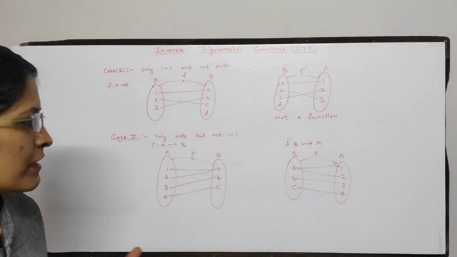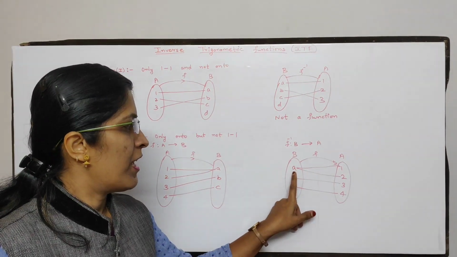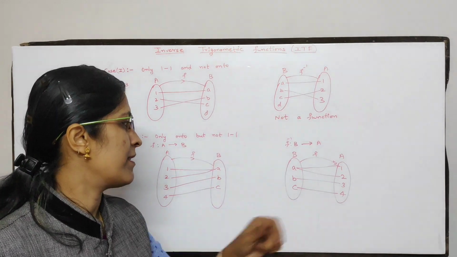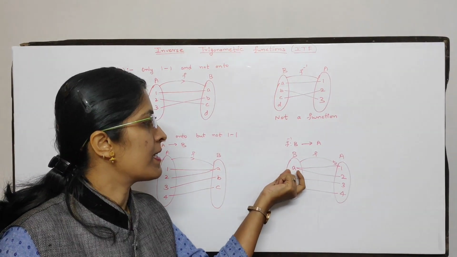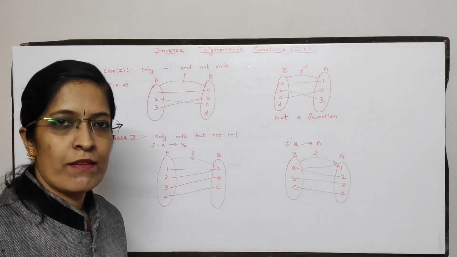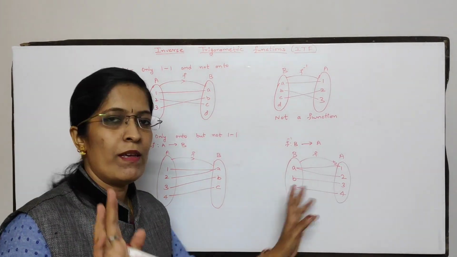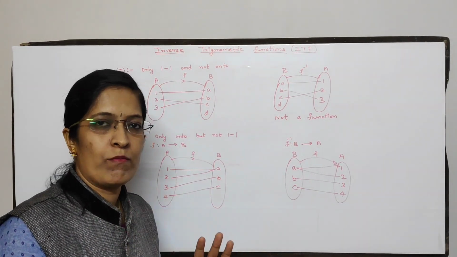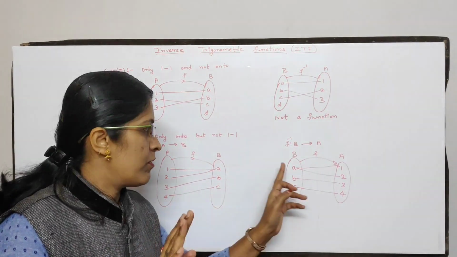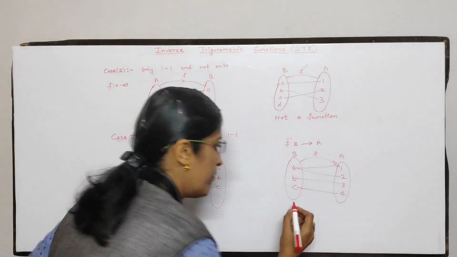Primary condition of function is we cannot have two images for a single element. That is, you can say that a single boy cannot get two rooms. Right? In hostel already we have seen that one room will be given. In one room we can put any number of boys. But two rooms are not given in any hostel to a single boy. Right? So this is not a function.